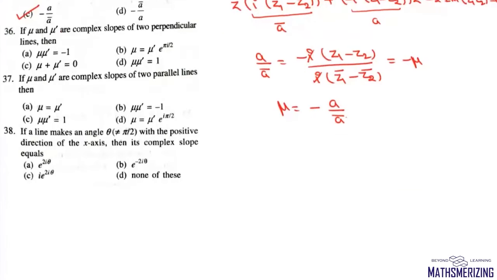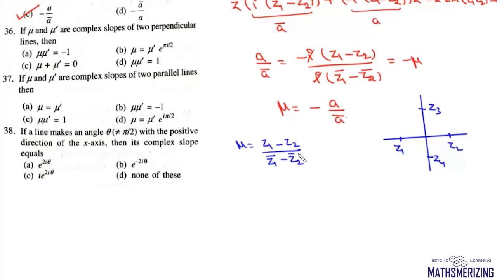Now question number 36 is, if mu and mu dash are complex slopes of two perpendicular lines, then which of the following is correct? So now we have two perpendicular lines. One of them passes through, say, Z1 and Z2, and the other one passes through Z3 and Z4. Now mu is Z1 minus Z2 upon Z1 bar minus Z2 bar, and mu dash is Z3 minus Z4 upon Z3 bar minus Z4 bar.